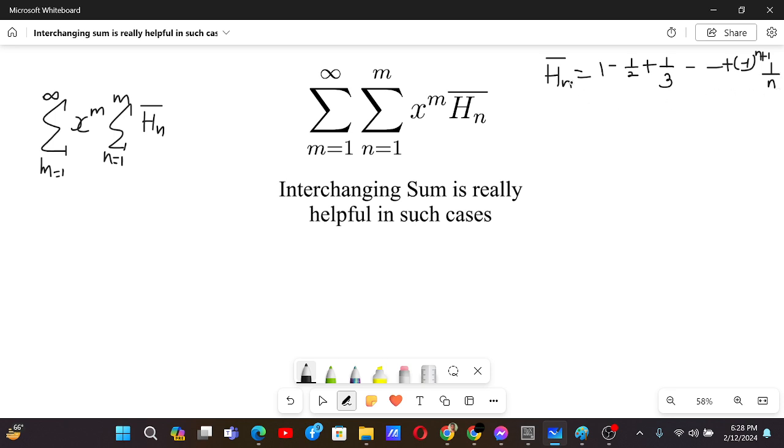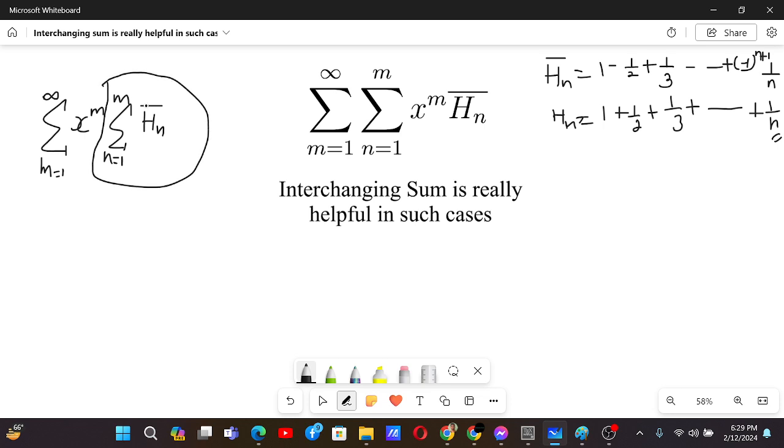Now the harmonic number is just the sum 1 plus 1 by 2 plus 1 by 3 up to 1 by n. Now if you want to sum, here we have a partial sum of skew harmonic numbers up to m, and we don't really have such expressions, or even if we have, those are complicated. So this sum is not really easy to carry out.